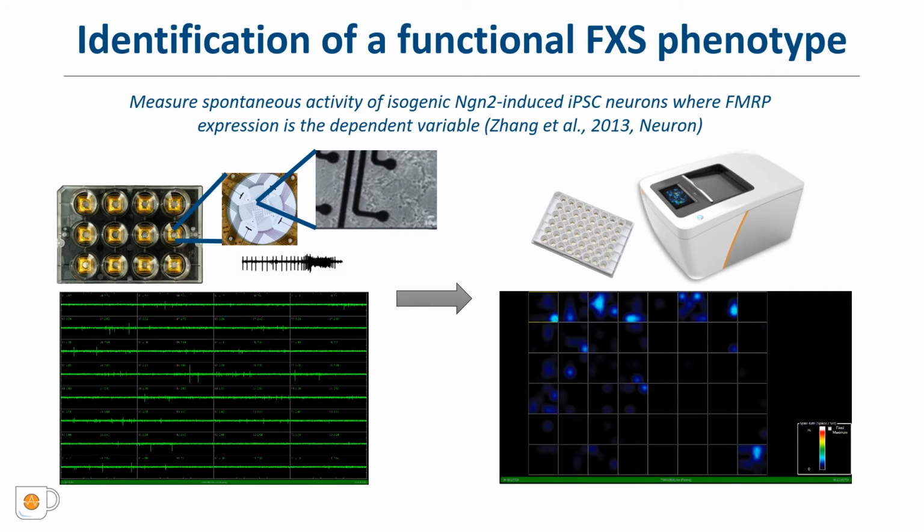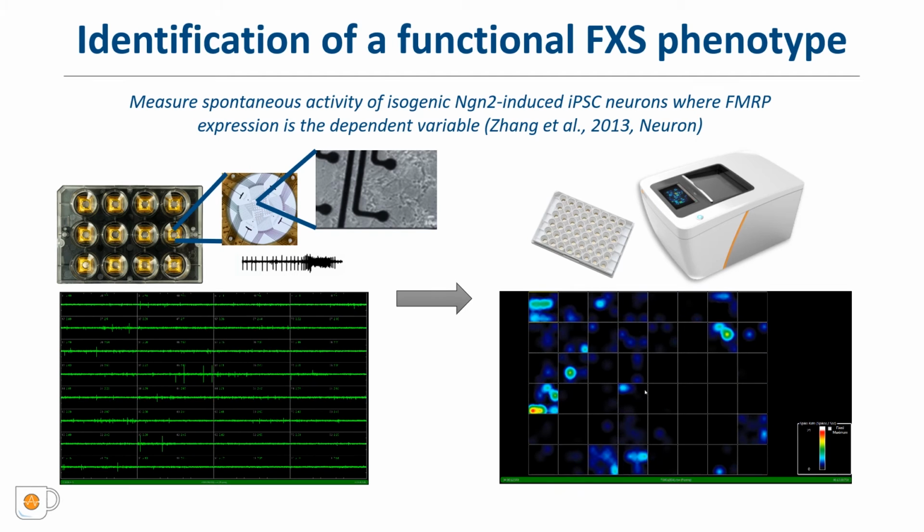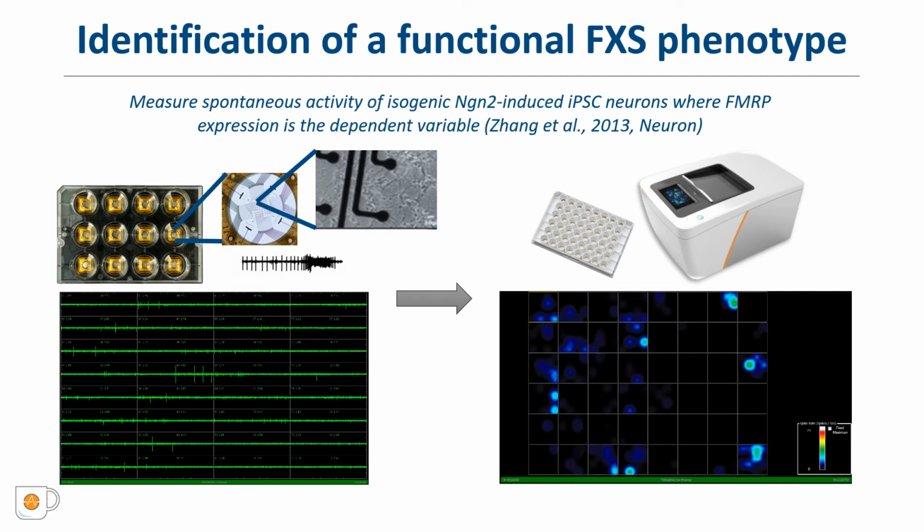In order to identify a functional Fragile X phenotype, we have used Axion's Maestro MEA platform to measure differences in spontaneous activity between isogenic pairs of iPSC-derived neurons where FMRP expression is the dependent variable. We are utilizing the NGN2 method previously described by Marius Wernig and Thomas Südhof to differentiate iPSCs to neurons through overexpression of the transcription factor neurogenin-2.